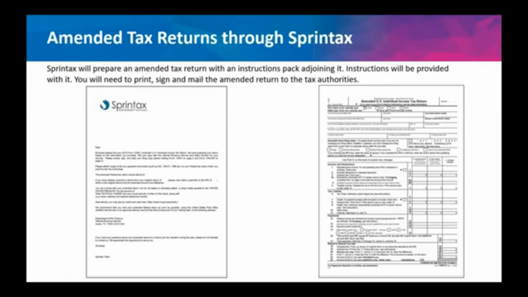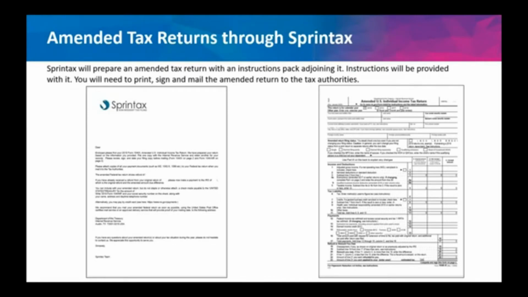So it's really important also to know that you'll need to print, sign, and mail the amended tax return to the tax authorities to correct the mistake that might have been previously made when filing a resident tax return, or maybe other mistakes you made on another tax return. Once this 1040X is prepared, we'll outline the instructions that you need to follow to print, sign, and mail this document to the IRS.